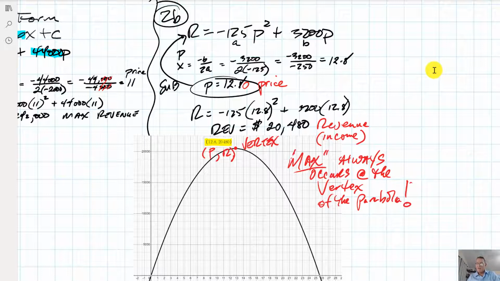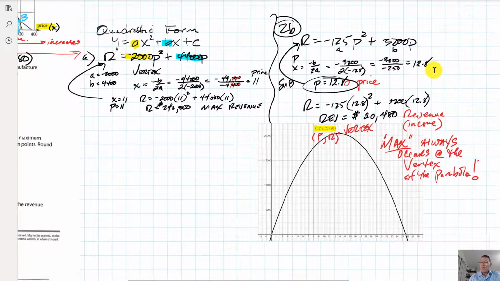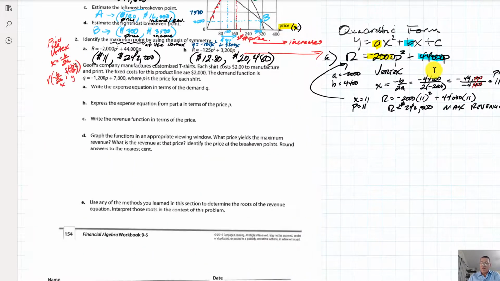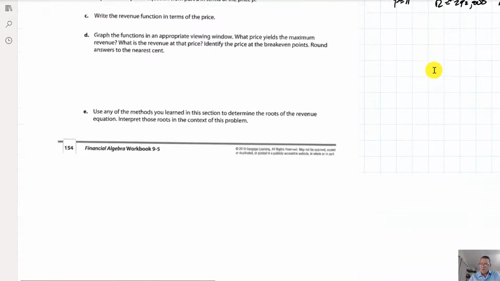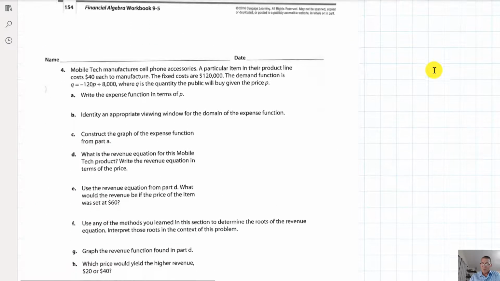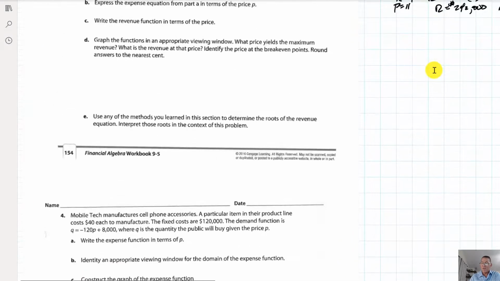Now there are a few more problems to handle, so I'm going to do number 3 as well, and then of course, you got to do something on your own, and number 4 sounds good. So let's go a little bit further in the lesson here, and let's go through number 3.